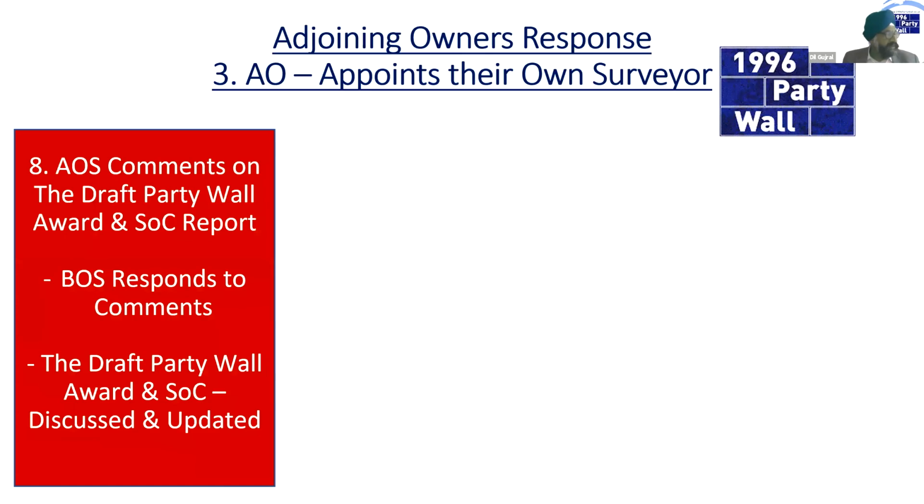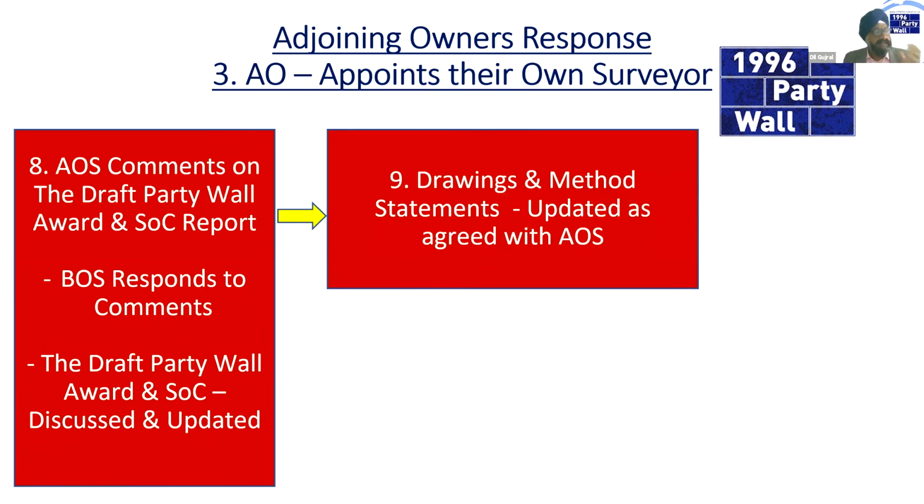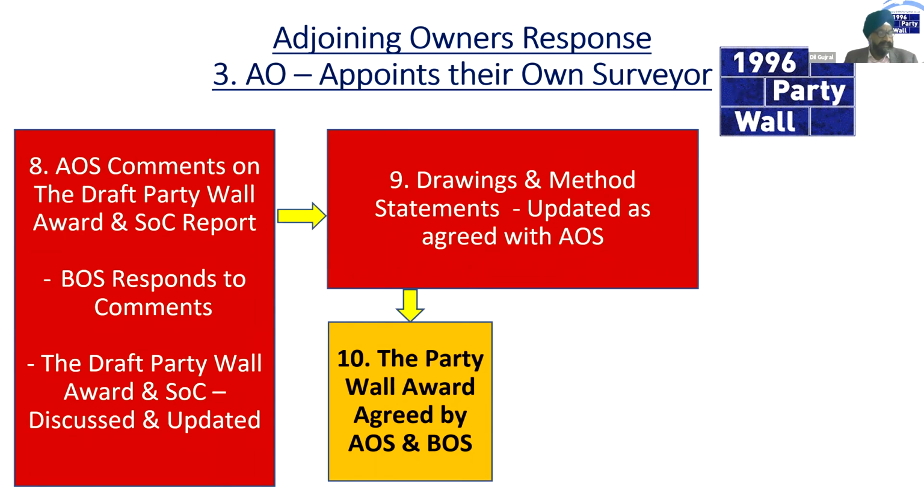Remembering the award is a legal document. The adjoining owner surveyor's comments are then responded to, and sometimes there can be a bit of back and forth between the two surveyors, very similar to how lawyers do it. They're arguing over minor points, sometimes major points, and sometimes the detail of the project. Again, the detail is sometimes in drawings and method statements, and once agreed, the party wall award is agreed by the adjoining owner surveyor and the building owner surveyor.